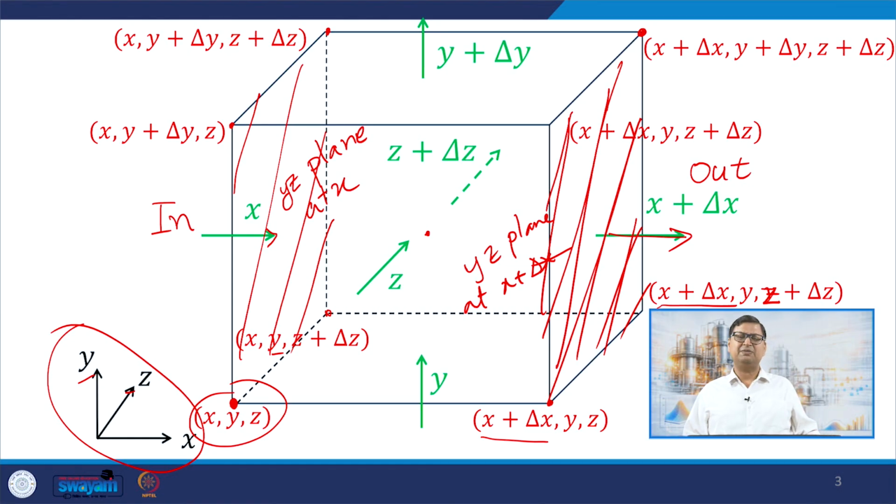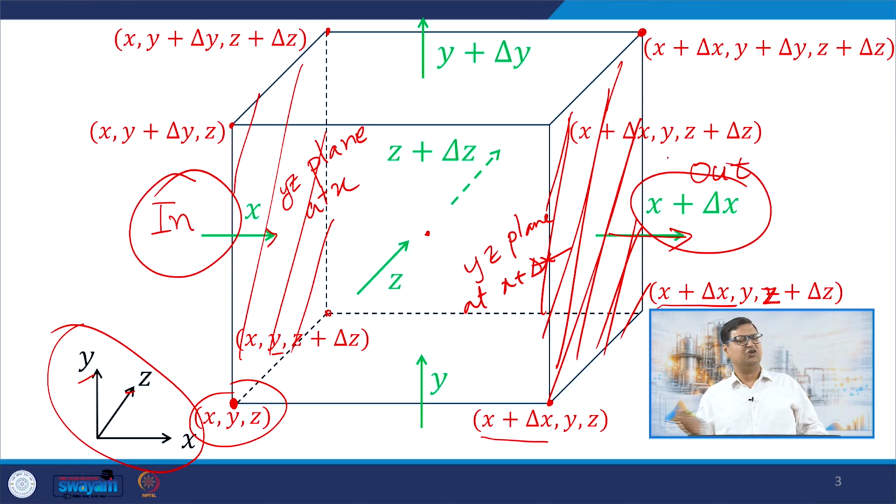So, this is just a matter of convention. I am saying that x is input and x plus delta x is output. If, for example, this is not true, then one of them is going to be negative. So, this one becomes negative if the outflow is going in that direction, and this can also be negative if the outflow is in the opposite direction, right.